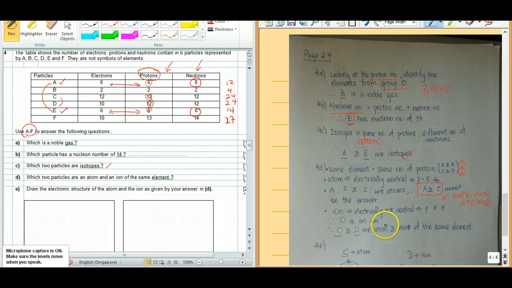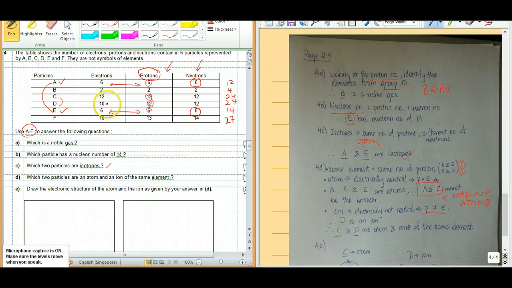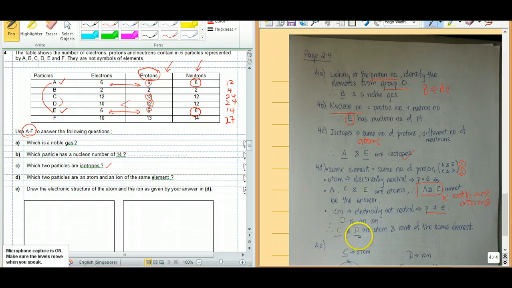So now it's just to confirm the last answer. Ions are electrically not neutral. That means protons are not equal to electrons. So if you look at particle D here, I have 10 electrons but 12 protons. There's more protons than electrons. So therefore D is an ion. Therefore C and D are atom and ion of the same element. C being the atom, D being the ion of the same element.